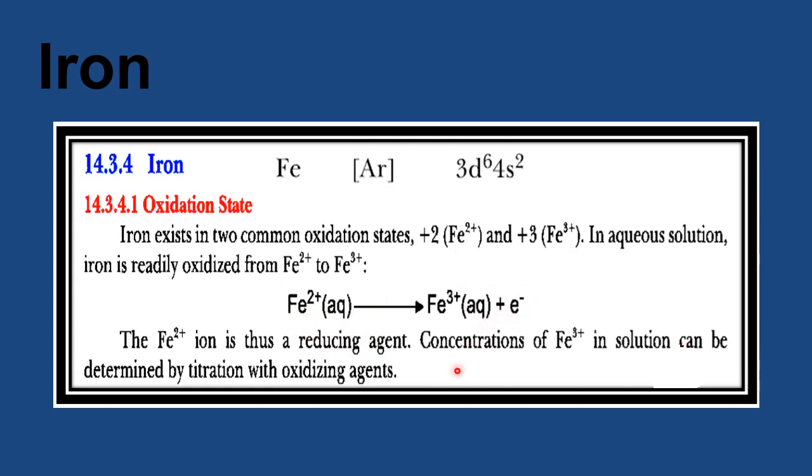Now students, the concentration of Fe2+ ions in the solution can be determined by titration with oxidizing agents. The oxidizing agents are going to take up electrons; they themselves get reduced and oxidize Fe2+. Therefore, we can calculate how many electrons are taken up by the oxidizing agent through the calculations or data obtained from titration. In this way, we can calculate the concentration of Fe2+ ions in the solution.